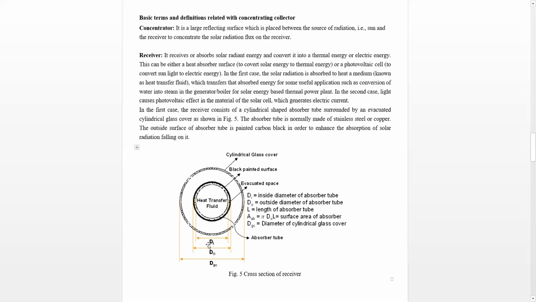Now here Di is the inside diameter of the absorber tube, Do is the outside diameter of the absorber tube, and L is the length of the absorber tube. Normally the length of the absorber tube is equal to the length of the parabolic trough. The absorber tube surface area is pi Do L, using the outside diameter, because the energy is absorbed on the outside surface. So pi Do L is the surface area of the absorber tube. DGC is the diameter of this cylindrical glass cover.